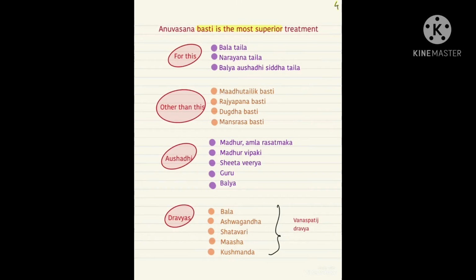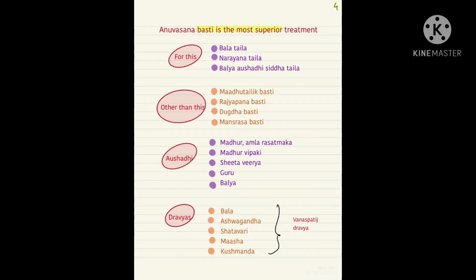Now other than this, Madhu Tailik Basti can be given, Yapan Basti, Dugdha Basti and Mansras Basti also can be given. So the Aushadhis or the medicines that are used to treat Dhatukshayajanya Vatavyadhi, they should be Madhur and Amla Rasatmak. They should be Madhur Vipaki, Shita Viryatmak and Guru and Balya by nature. So in the earlier video also we have seen that for Dhatukshayajanya Vatavyadhi chikitsa, the drugs should be Madhur Amla Rasatmak, Madhur Vipaki, Shita Viryatmak and Guru and Balya by nature. Also the dravyas that are used for the treatment of this type of Vatavyadhi are Bala, Ashwagandha, Shatavari, Masha and Kushmanda. So these are the Vanaspati dravya that are used.